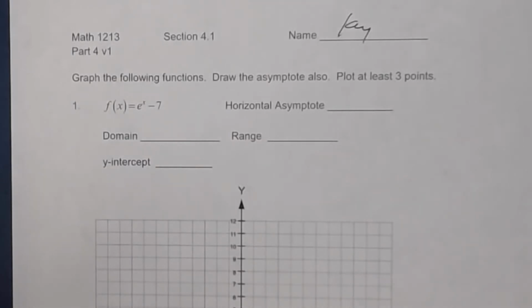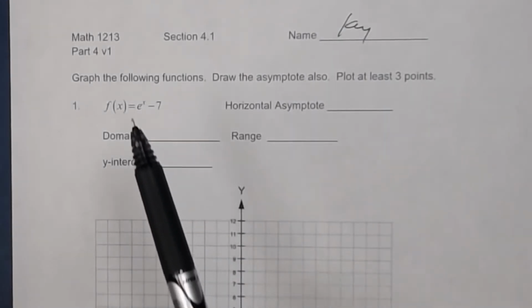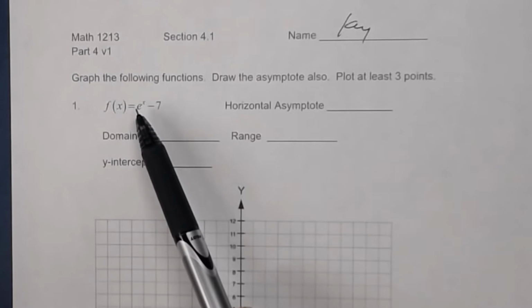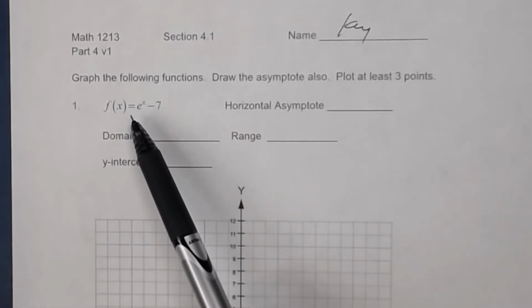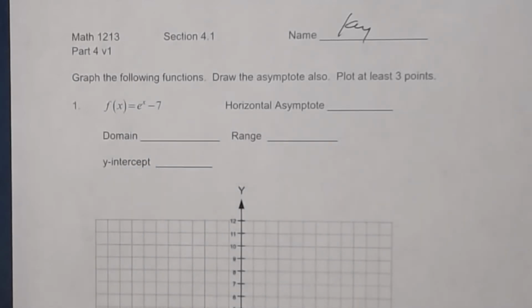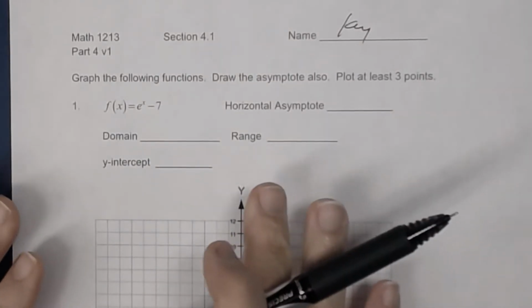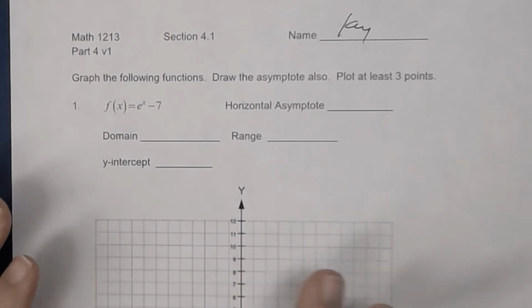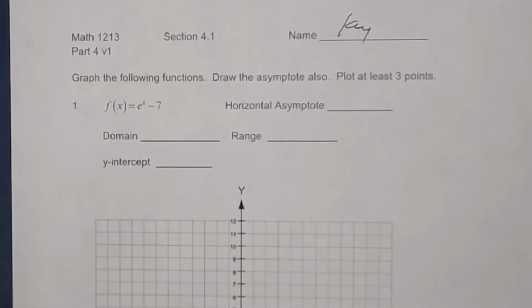This is a key to worksheet 4.1 part 4, and on this worksheet you are graphing exponential functions where the base is e. Now remember, e is the irrational number. Okay, now, so this is part 4, so much of our discussion will relate back to previous worksheets.